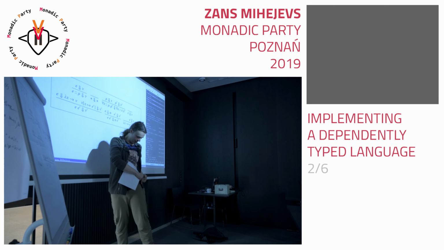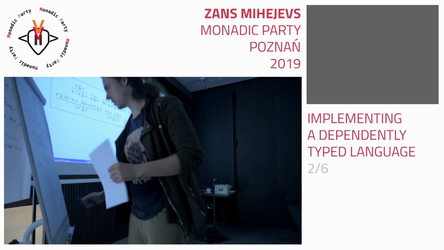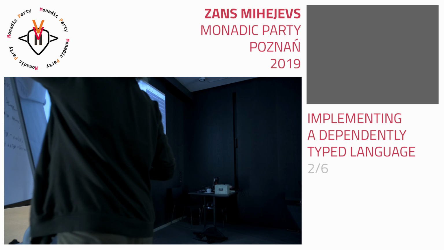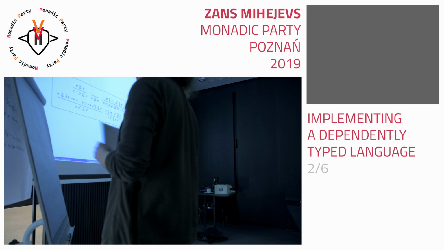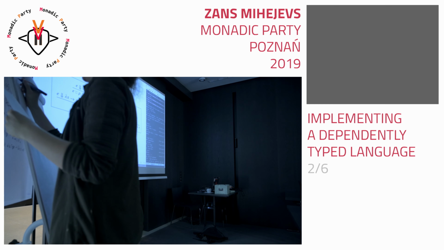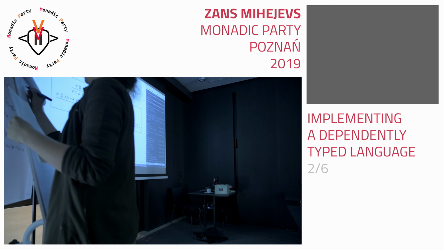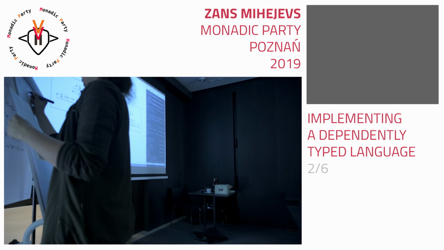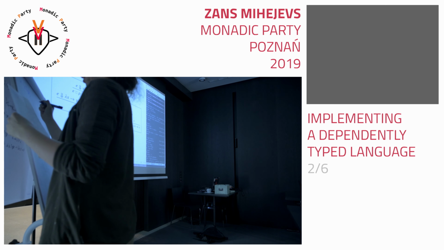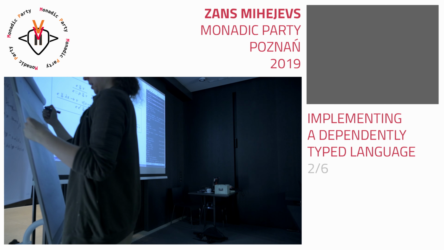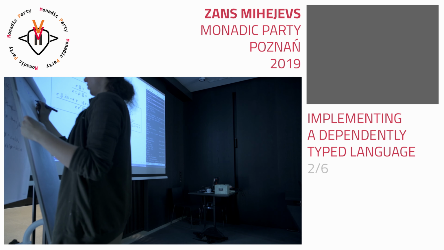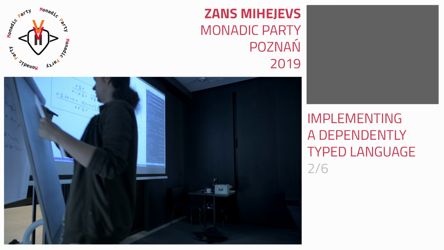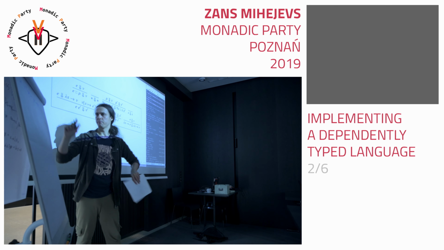So the classic example would be the identity function, the polymorphic identity function. So we have ID of type, x has type, and then we take the second argument, which is y of type x, and we return an x.